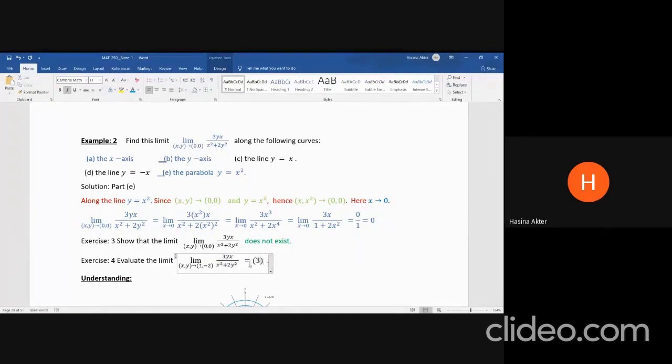So if I want to evaluate this, 3 times y times x, what is x? x is 1. Then we have this divided by x squared, which is 1 squared, plus 2y squared, which is negative 2 squared. Exactly, this is the domain. Excuse me.